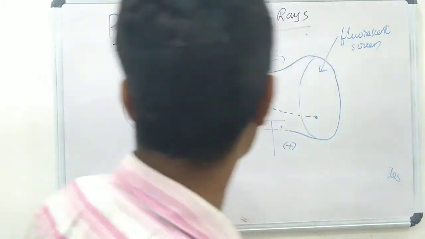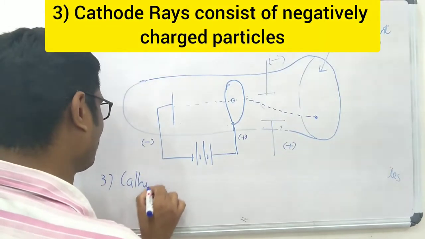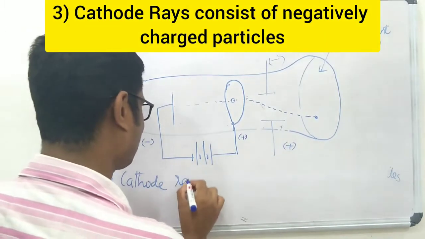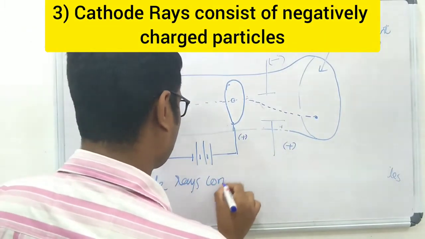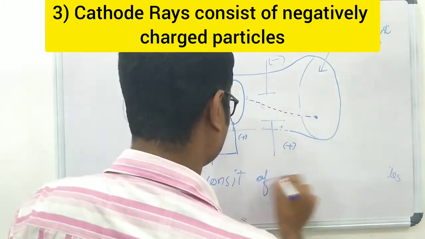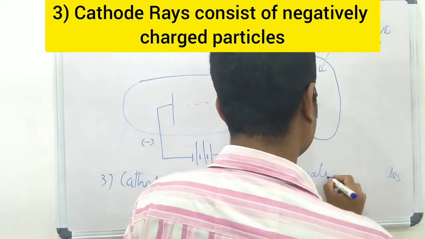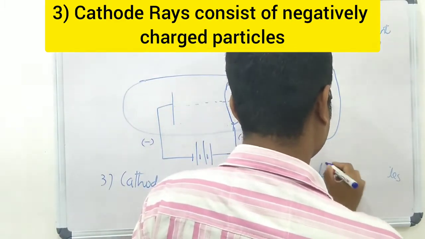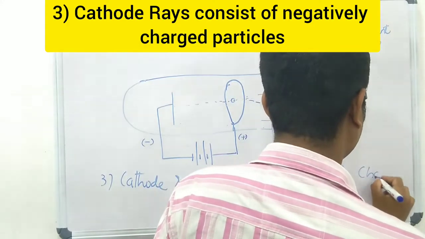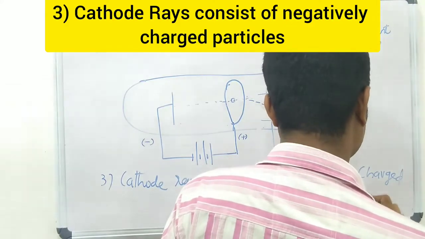The next property: cathode rays consist of negatively charged particles.